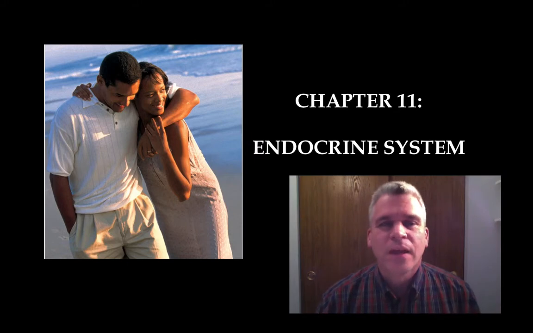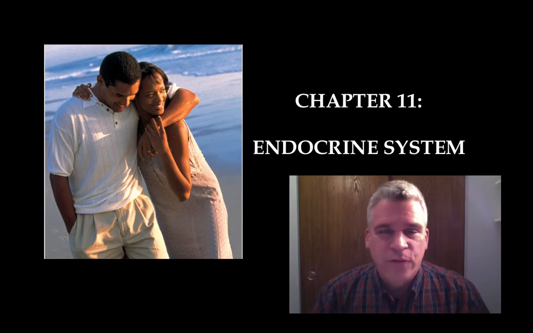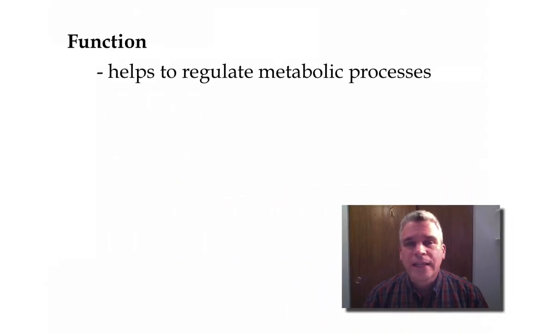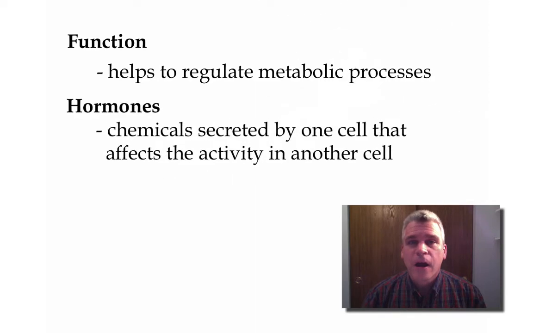Anyways, let's take a look at what the endocrine system does for us. Basically, it helps us to regulate all of these metabolic processes that are happening inside of our body. So there's a lot going on with the endocrine system. It's extremely important. Many things are happening at once. What is going to be controlling all these metabolic processes are chemicals called hormones. A hormone is a chemical that is made by one cell, but it affects the activity in another cell.